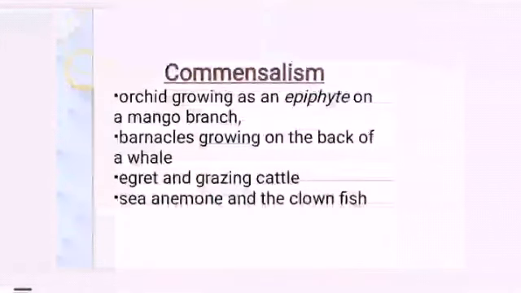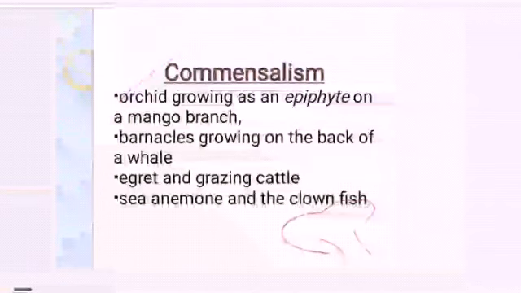So commensalism is the interaction where one species is benefited and the other is neither benefited nor harmed. One is plus and another is 0. For example, first is an orchid growing as an epiphyte. Imagine this is a tree. On this tree, an orchid, which is a type of plant, is growing as an epiphyte. What is an epiphyte? An epiphyte is a plant which grows on another plant. So they are growing on a mango tree branch.